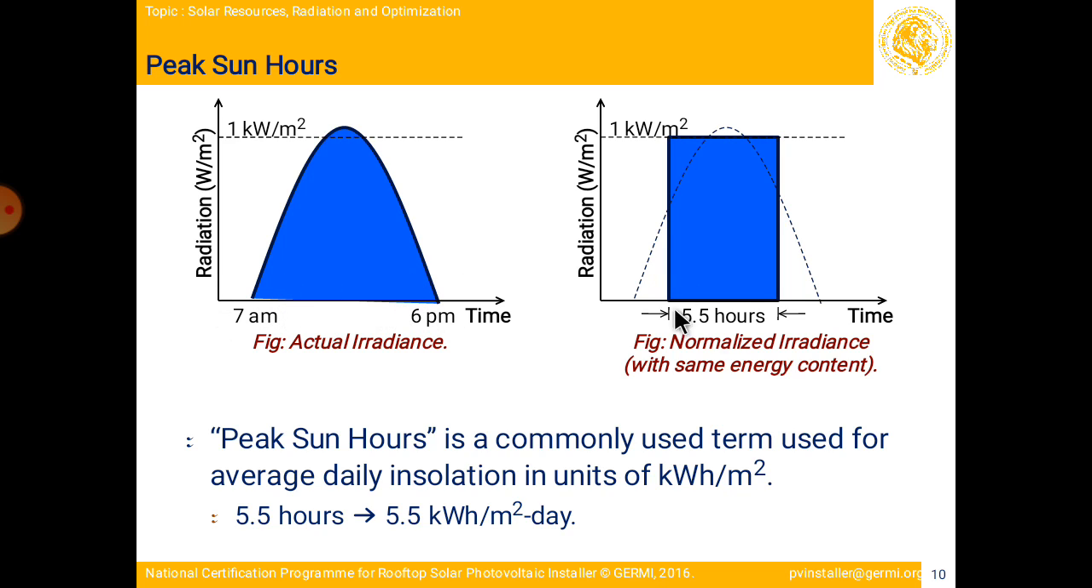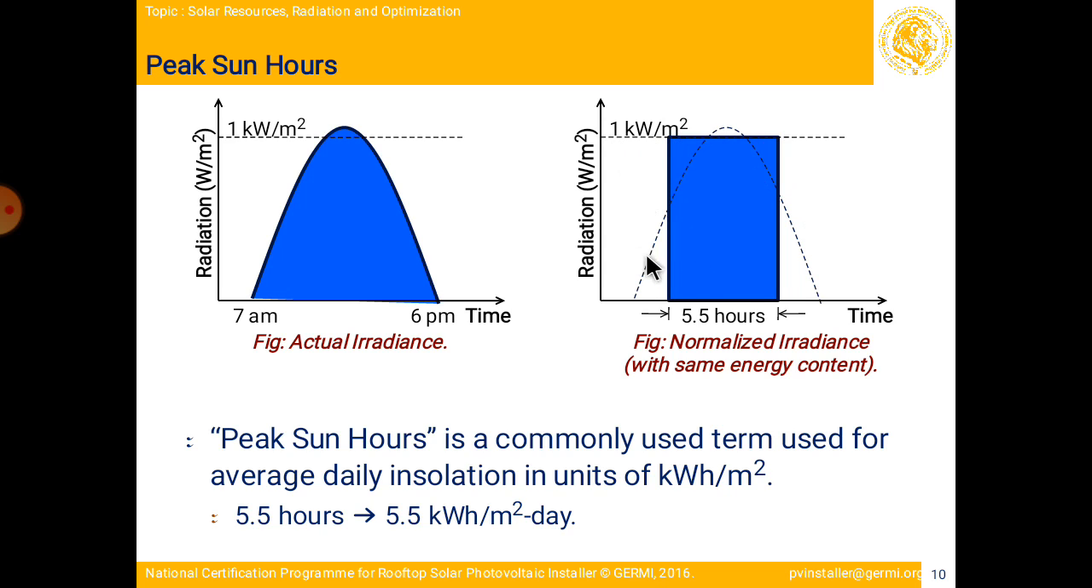This is the normalized irradiation with the same energy content. Over here we have taken the mean value from the rising time to the setting time of the sun. For the 5.5 hours between 7 a.m. and 6 p.m., we are getting the maximum irradiation and will get the maximum output from the solar panel. So yes, we are getting 1 kilowatt per meter square standard irradiation. At that time our solar panel will give the maximum output.